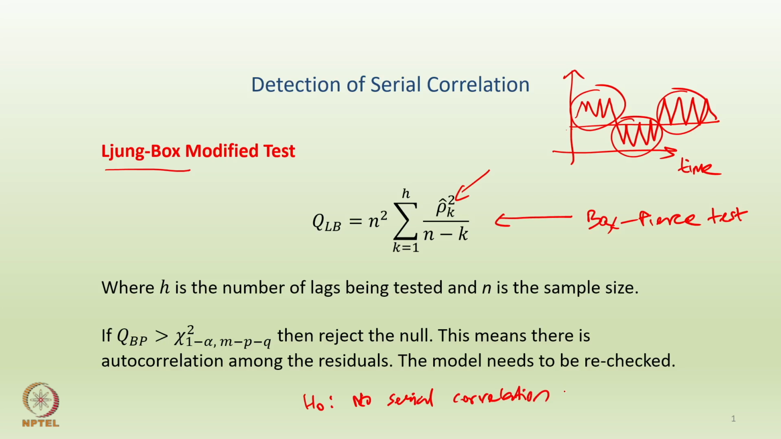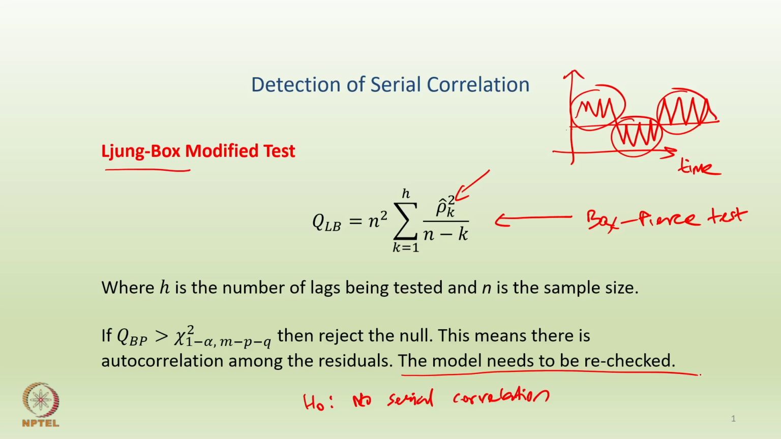And then obviously the alternative hypothesis is that there exists some serial correlation among the lags. Okay. So, if you are not able to reject the null, then we can say that there is no dependency or there is no serial correlation. On the other hand, if you are able to reject the null, then this means that there is some autocorrelation among the residuals among some of the lags, and one possible solution is that the model needs to be rechecked.